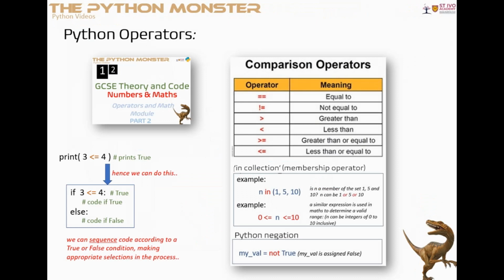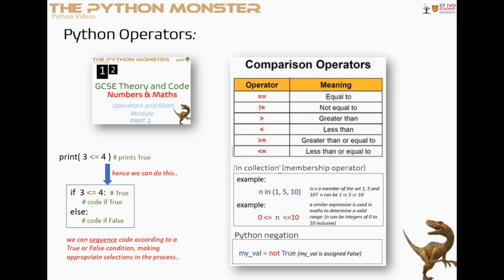So by way of a quick recap, you may remember from part 2 of the operators and maths video that we have 6 comparison operators that we use for determining a true or false condition. So those are the 6 here, which you will have seen from previous videos and also from your learning in the classroom as well.